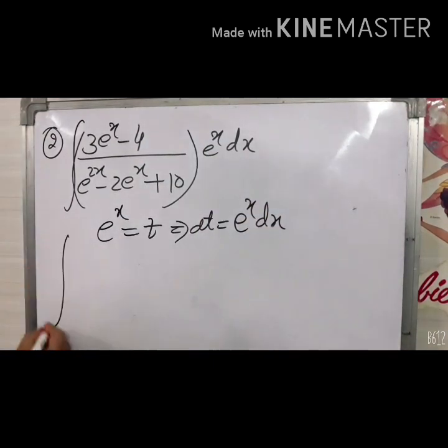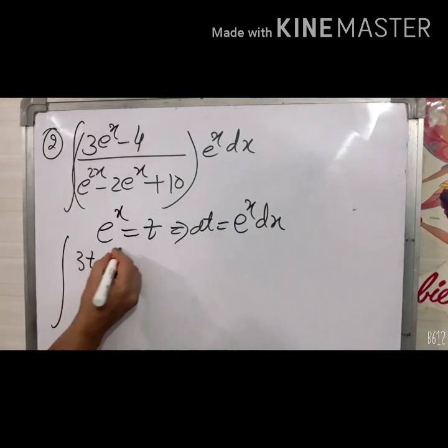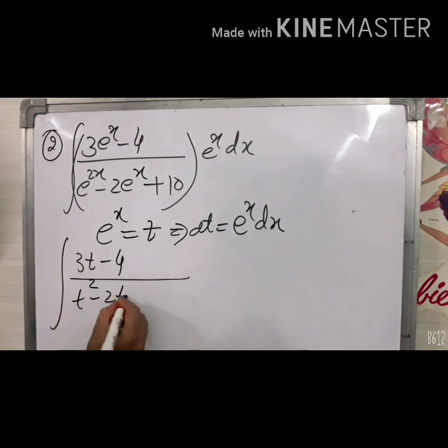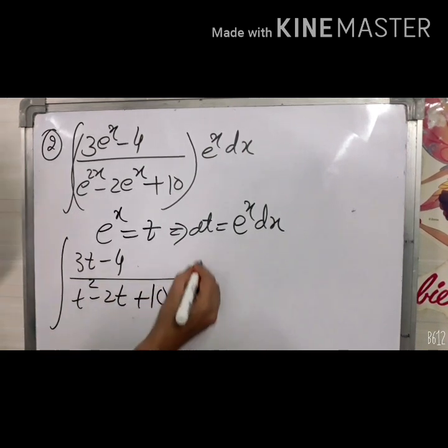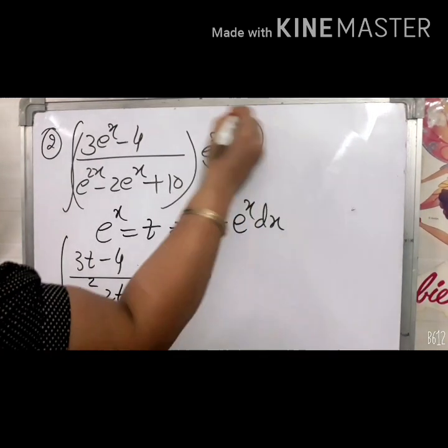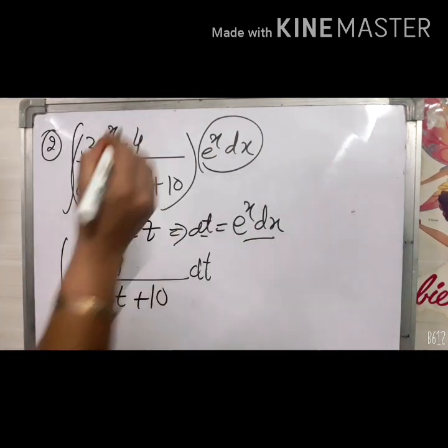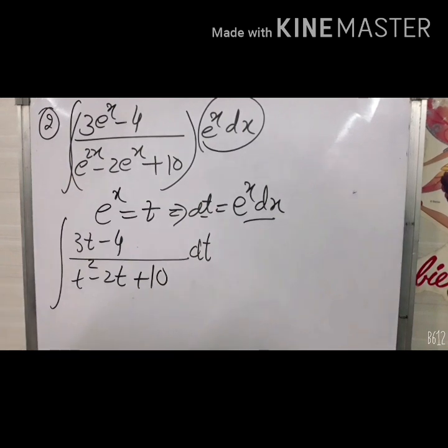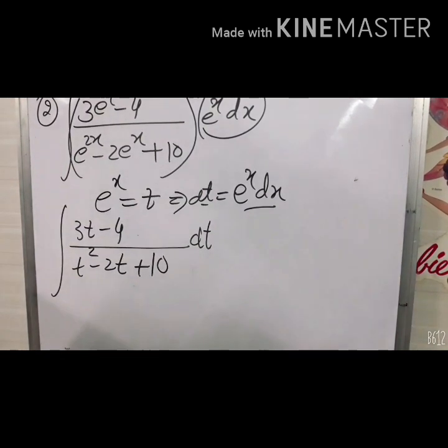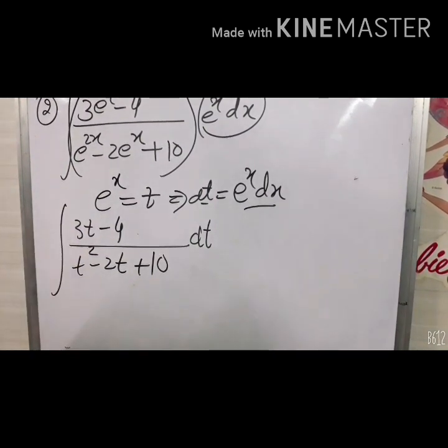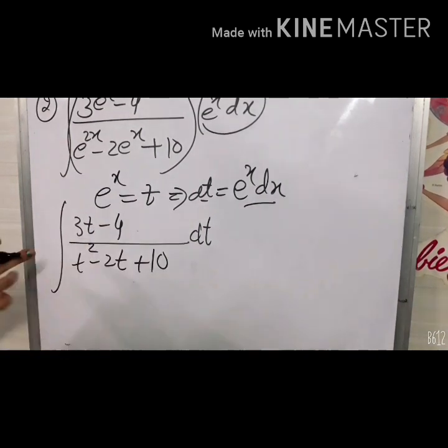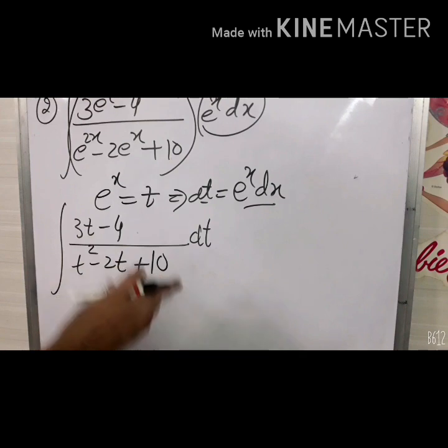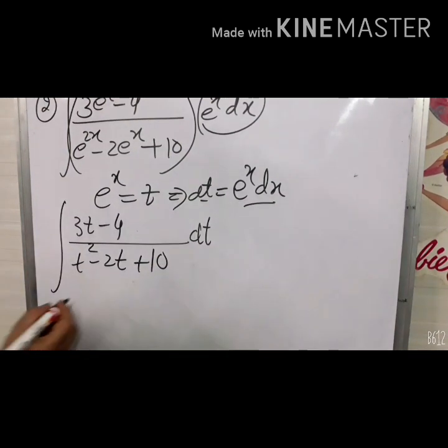Now I am putting this value, it becomes (3t minus 4) by (t square minus 2t plus 10) into dt, because this becomes dt. Now what have we got? In the last video, please check my last video, I wrote all the integral forms there. It is the form (px plus q) by under root of (ax square plus bx plus c), that form. So what will we do?